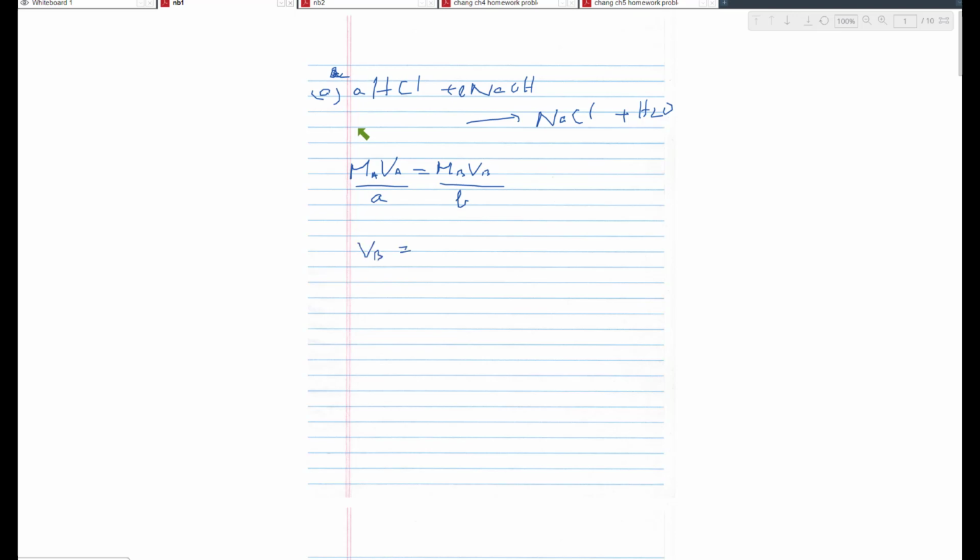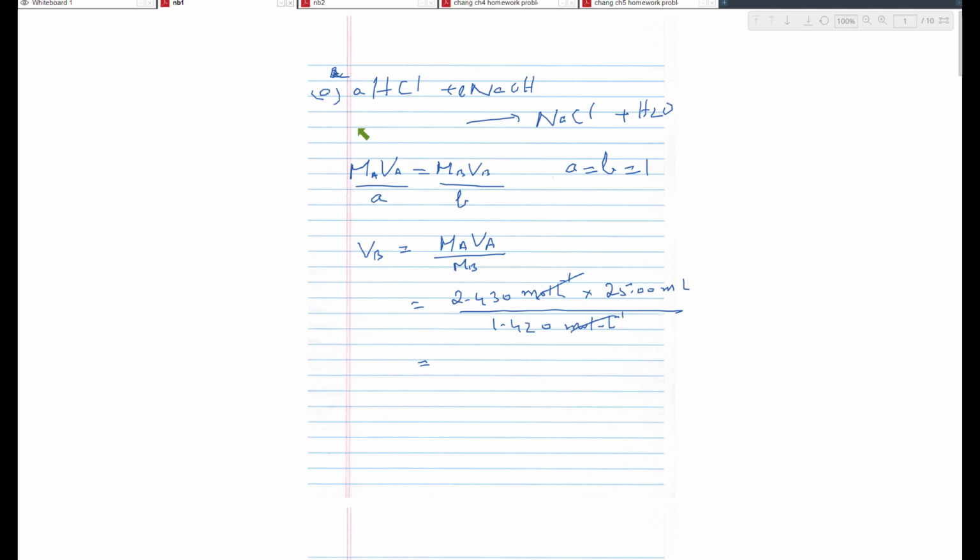Vb is equal to Ma times Va over Mb. Because a and b are 1, I'm just not using them. Just plug in the values. The molarity of the acid is given here: 2.430 molar, meaning mole per liter. The volume of the acid is 25.00 ml, four significant figures. The molarity of the base is 1.420 mole per liter. So mole per liter cancels, only the unit ml is left, and we can use the calculator to get the answer.